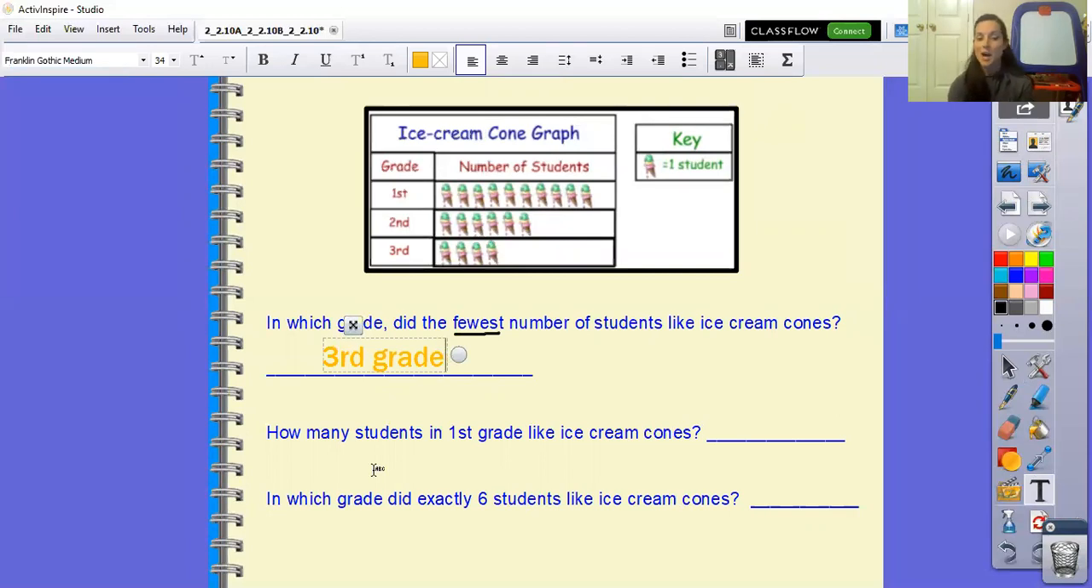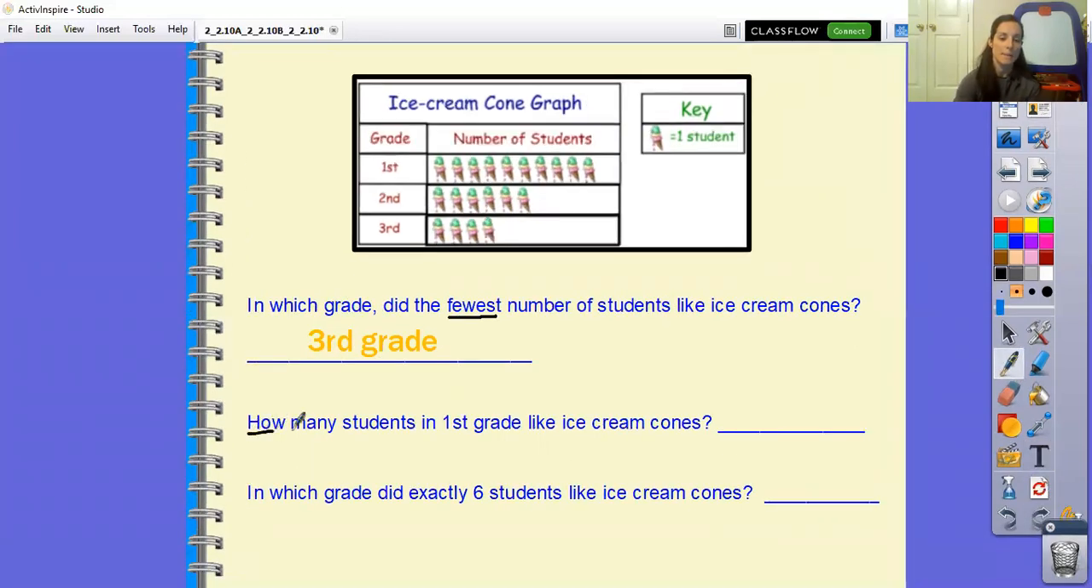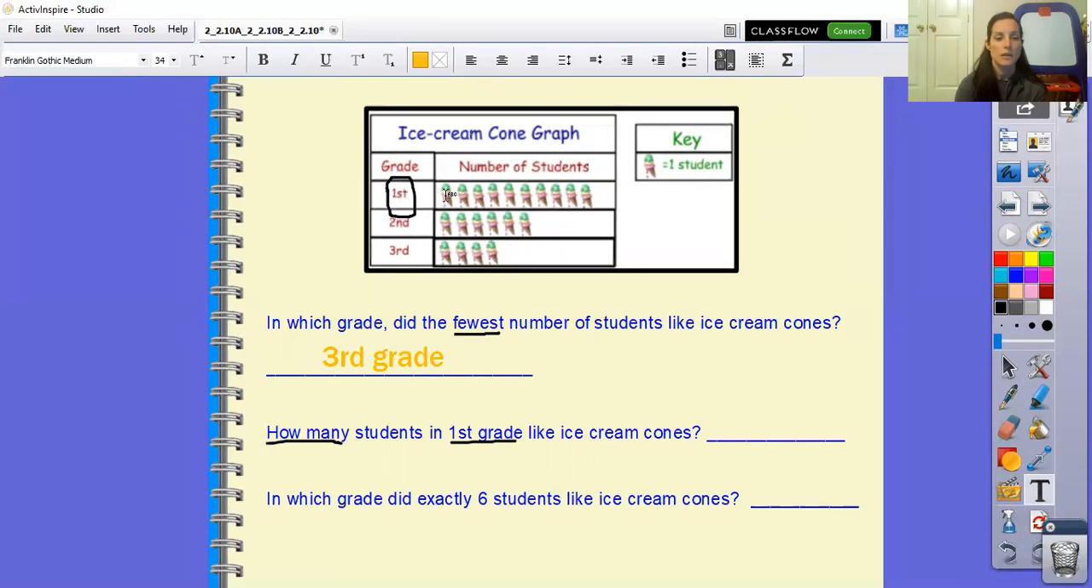Our next question, how many students in 1st grade like ice cream cones? So again, when it says how many, we need to figure out a number. And we're only looking at 1st grade. So these are our keywords. So we're going to look at 1st grade. And we know that our key is 1 student. So we can count 1, 2, 3, 4, 5, 6, 7, 8, 9, and 10. So in first grade, 10 students liked ice cream cones.